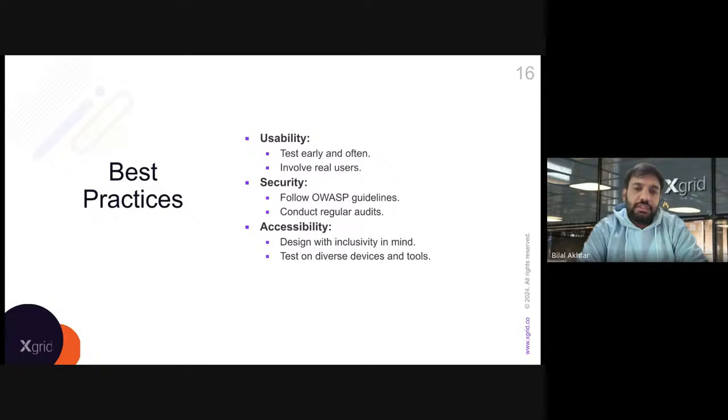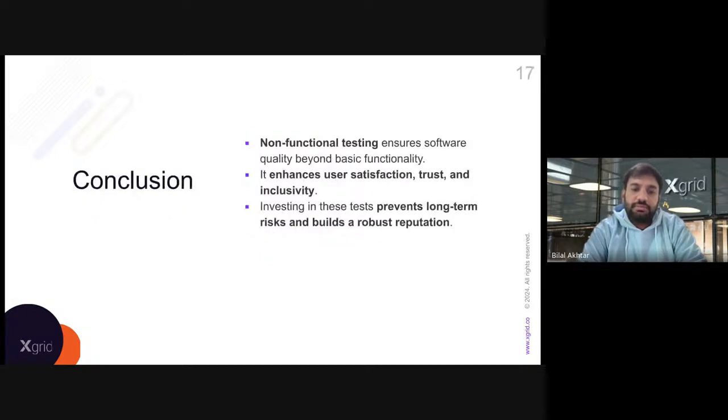So for the best practices, for usability testing, test early and often and involve your real users. For security testing, we follow OWASP guidelines and conduct regular audits, and for accessibility testing, we design with inclusivity in mind and test on diverse devices and tools. For best practices, we can use multiple devices and multiple platforms for all these kinds of testing. So yeah, over to you, Hassan.